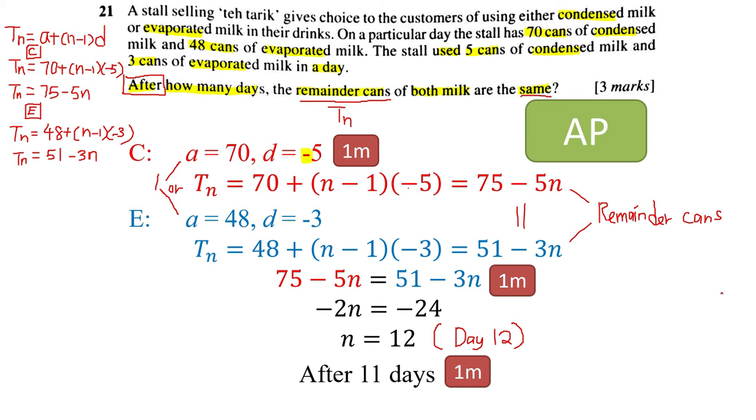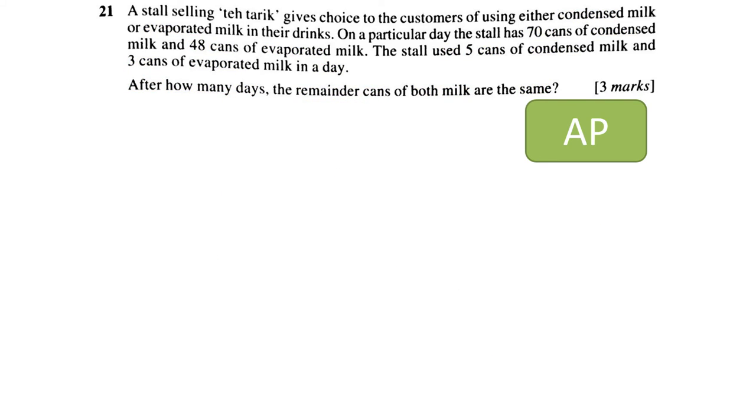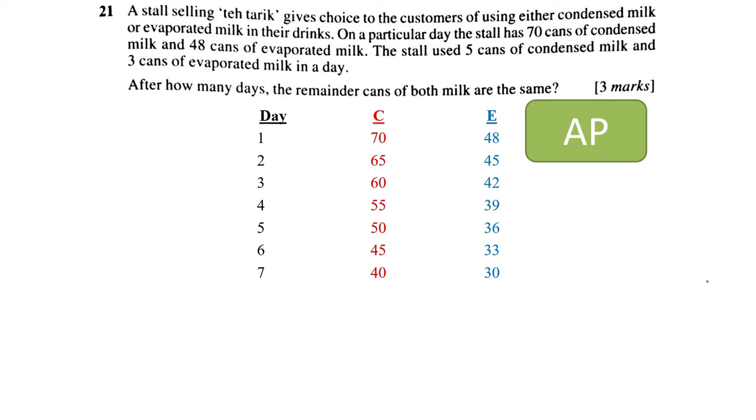So now I will show you the listing method. Just list down day, condensed milk, and evaporated milk. First day, we have 70 and 48. Second day, it reduces, becomes 65 and 45. Third day, 60, 42. Fourth day, 55, 39. Fifth day, 50, 36. Sixth day, 45, 33. 7th day, 40, 30. 8th day, 35, 27.